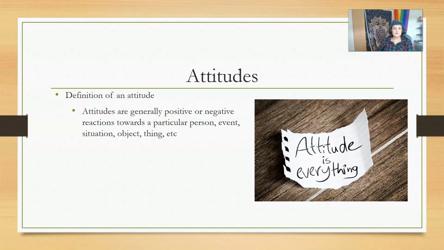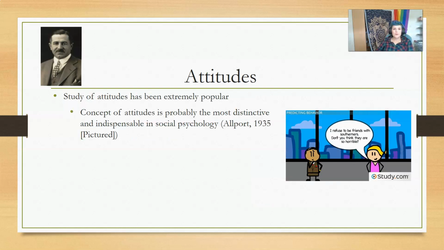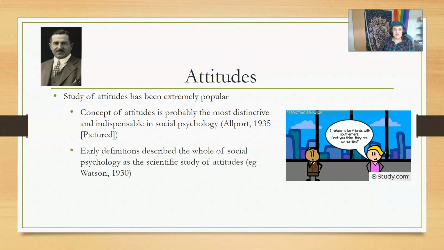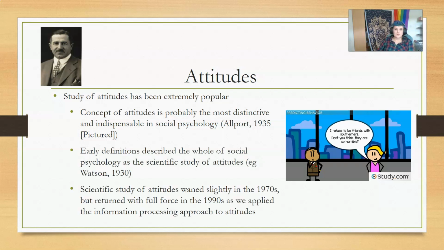And the study of attitudes has been particularly popular. The concept of attitudes is probably the most distinctive and indispensable in social psychology, because of course social psychology is exploring your attitude towards other people, your attitude to groups, your attitude to politics and structures. And so social psychology basically is the study of attitudes. The scientific study of attitudes waned slightly in the 1970s, but returned with full force in the 1990s as we applied the information processing approach to attitudes, so a more cognitive approach to attitudes.